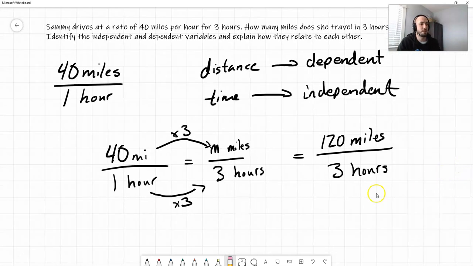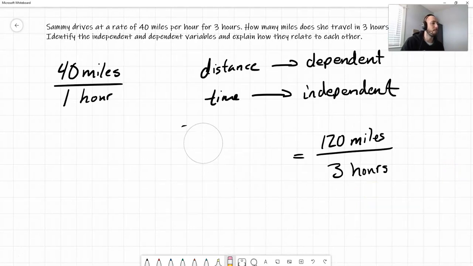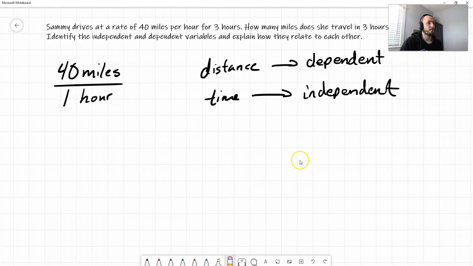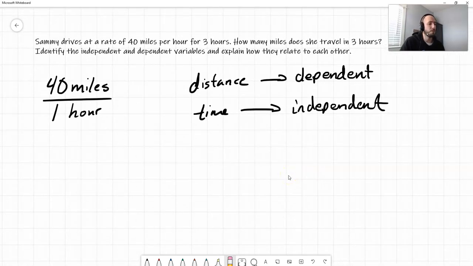So let's write an equation here. I'll erase this proportion here. Let's write an equation to express that. I'll show you how to do that. So first we have to define our variables. I'm going to say that miles we'll use M, and we'll say that hours we will use H.